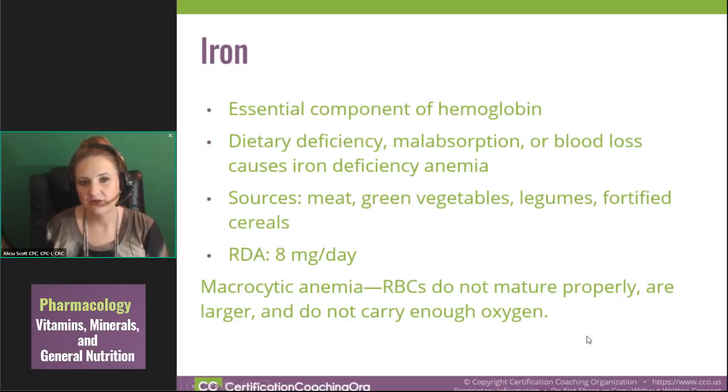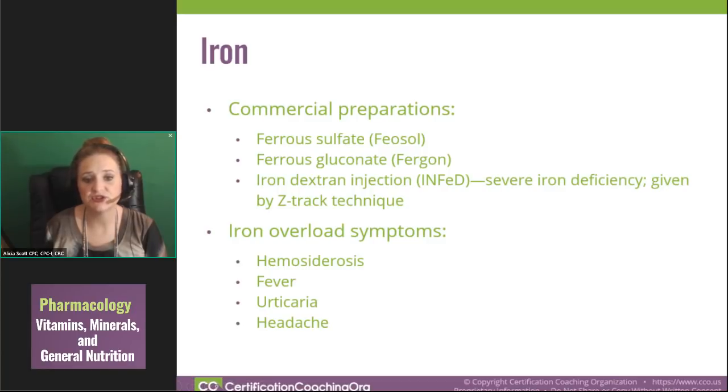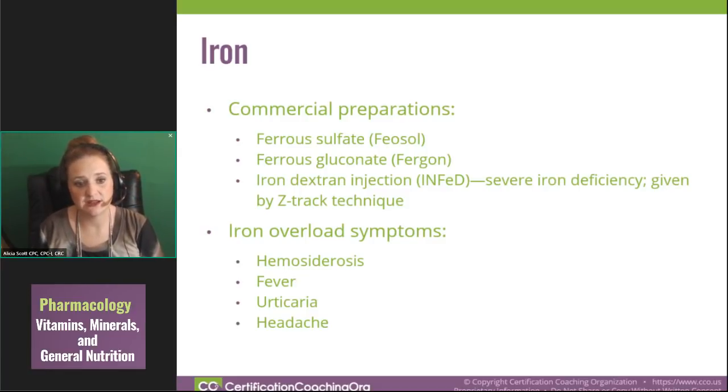There are different ways to get iron if you're going to get it over the counter. Ferrous sulfate is the main way, and you'll see it in the bottles. If a person has a really high level of deficiency, they will give them an iron dextran injection, and it's quite painful. Like literally putting lead in your body, but they can do that.